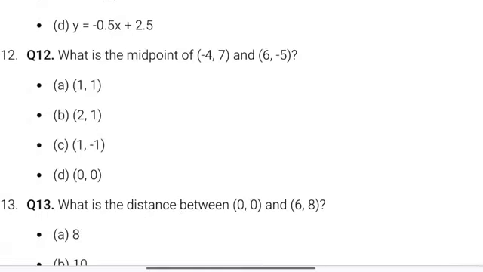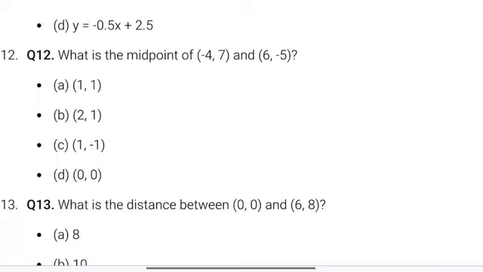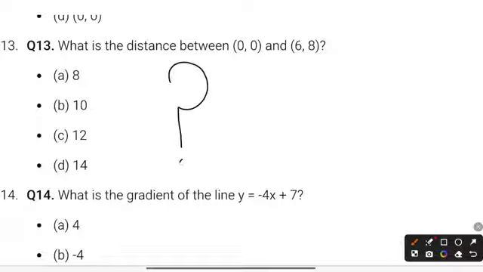The next question: what is the midpoint of (minus 4, 7) and (6, minus 5)? I am not going to solve this one. I've solved this for you, so check my previous classes on midpoint. Also, look at number 13: what is the distance between (0, 0) and (6, 8)? I believe you have done something like this too, so go and do this one also, another assignment for you. Keep yourself busy.